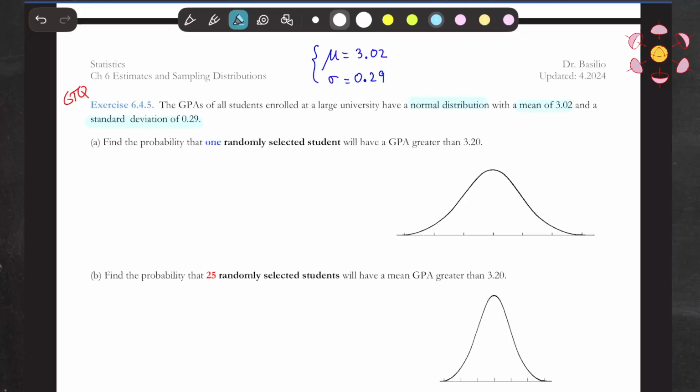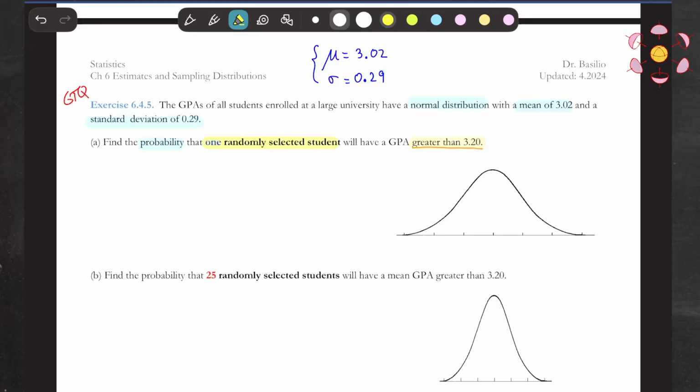Okay, so part A, find the probability that one randomly selected student will have a GPA greater than 3.20. All right, now fine, that's part one. The key here is it says one randomly selected student. Okay, so we want the probability, of course, but the information is one randomly selected student will have a GPA greater than 3.20.